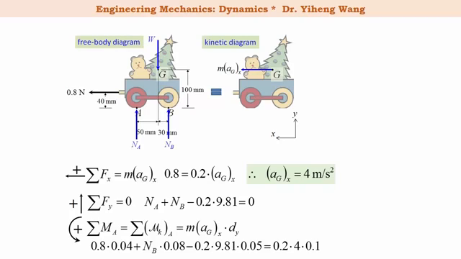Therefore, in this equation, as you can see, we only have one unknown, which is NB, and we can solve for NB directly from this equation. Then we substitute NB into the second equation, and we can solve for NA. And we get exactly the same results as the previous approach. So it is up to you to decide what approach you'd like to use.